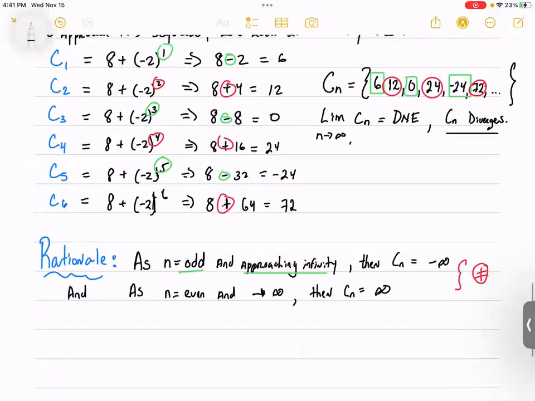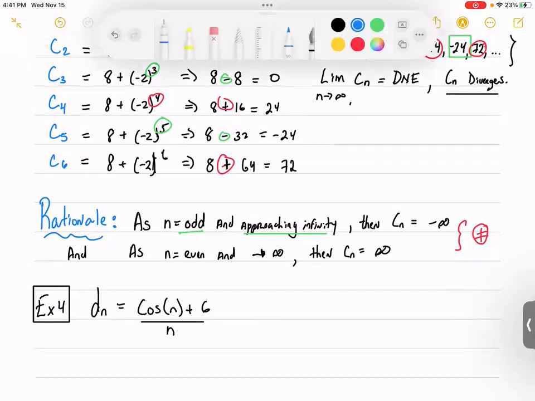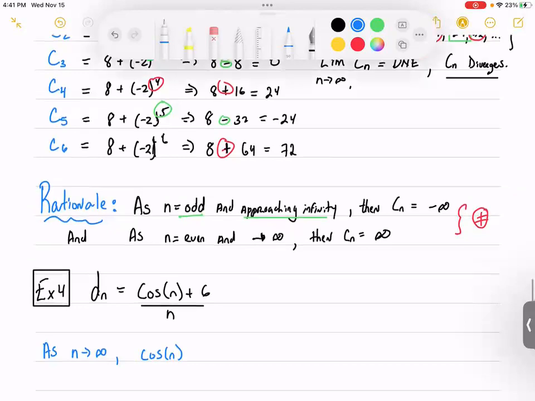One more example, example number 4. Let's say I have d_n equal to cosine of n plus 6 over n. So let's make a note. First, look at cosine. As n is approaching infinity, cosine of n, what do you know about it? What will be your solution as n approaches infinity for cosine of n?